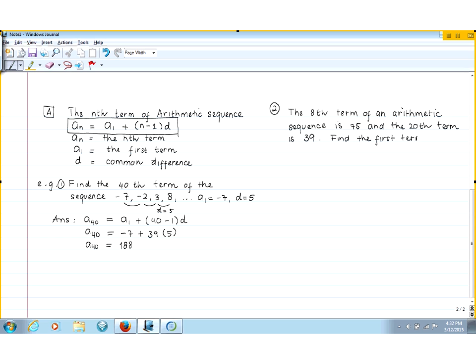So find the first term. The first term is A1, and the common difference is d. Okay? Now, there are 2 ways to do this.